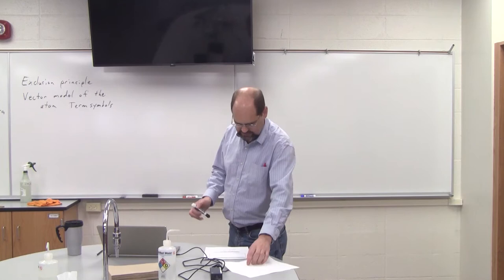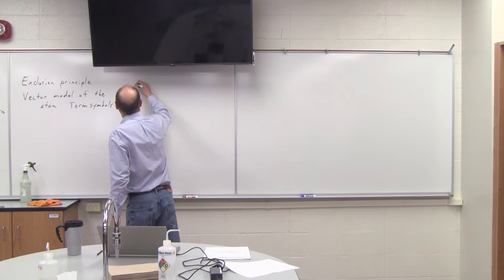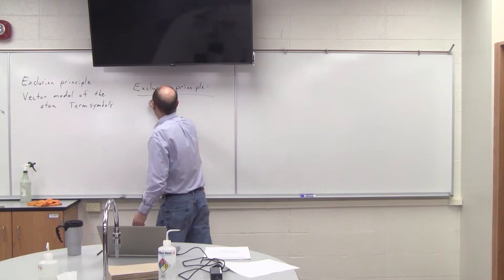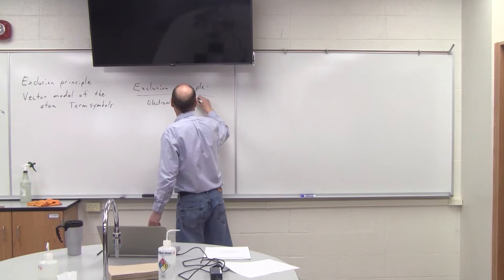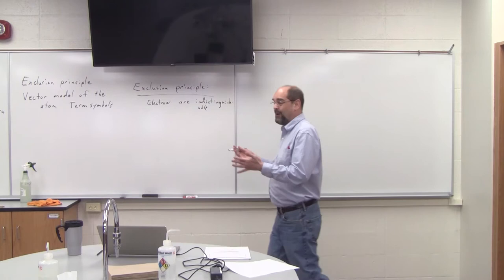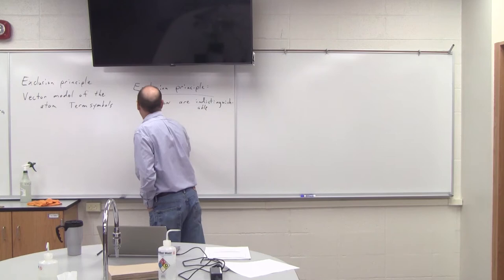All right, so the exclusion principle. Remember what I said: we've got a couple of things going on. Actually, the first is the indistinguishability of electrons. Electrons are indistinguishable, number one. And then number two, the wave function has to represent that. I'll write it in sort of mathematical terms.